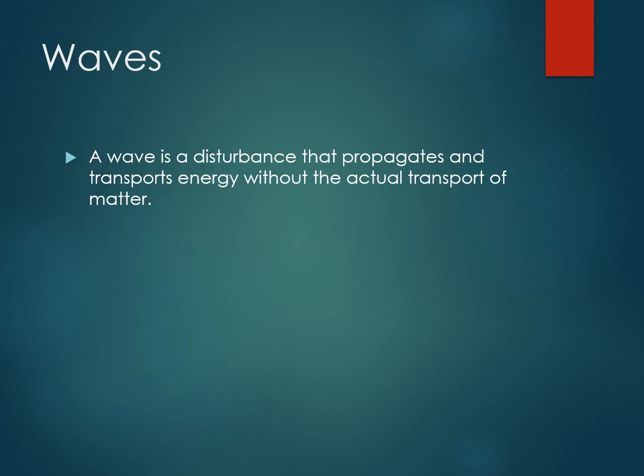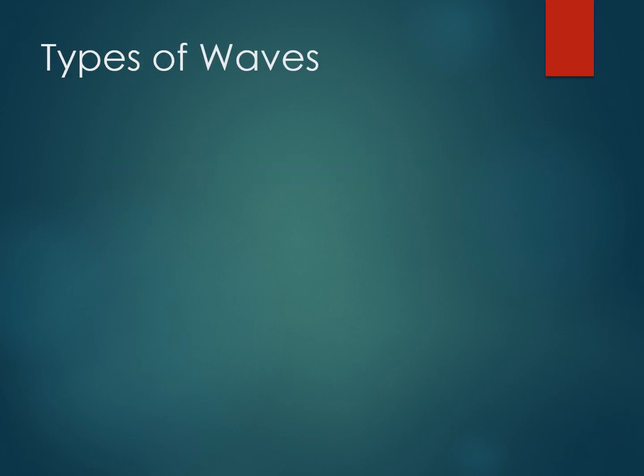Okay, first of all, what is a wave? You have to remember 3 points. First of all, a wave is a disturbance. The second point is that the wave transports or propagates energy. And the third point is that the wave does this transport of energy without the actual transport of matter. That is, the matter in the medium is not moving. It is just handing over the energy from one molecule to another.